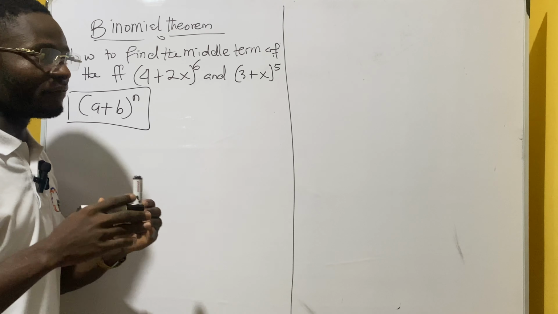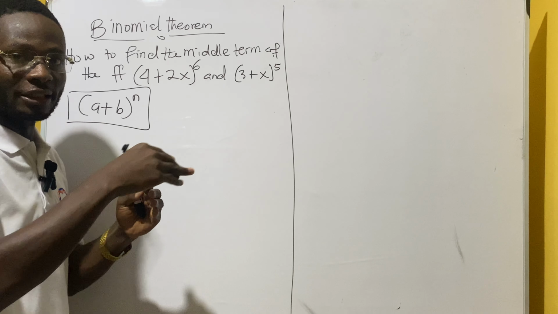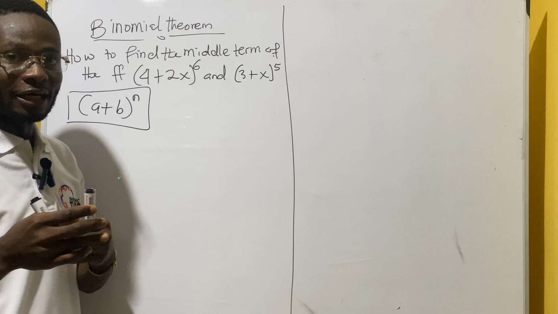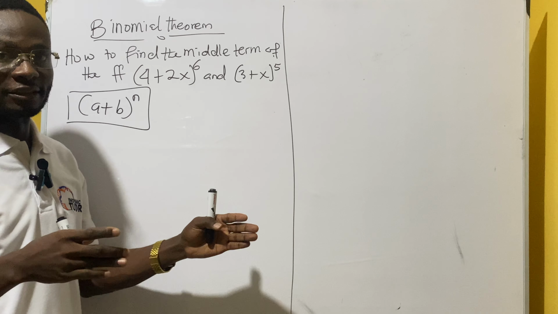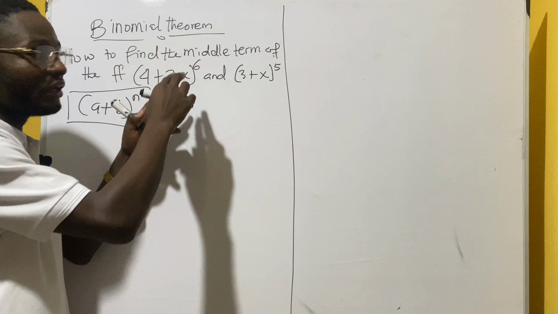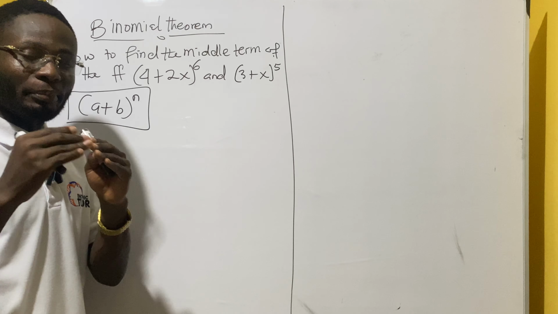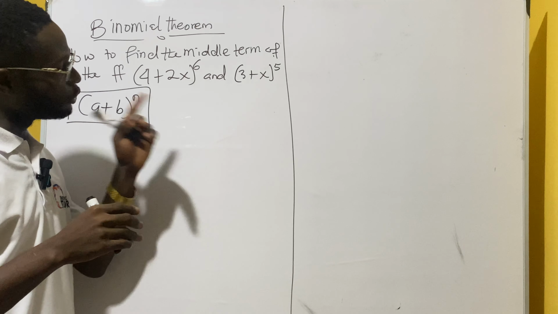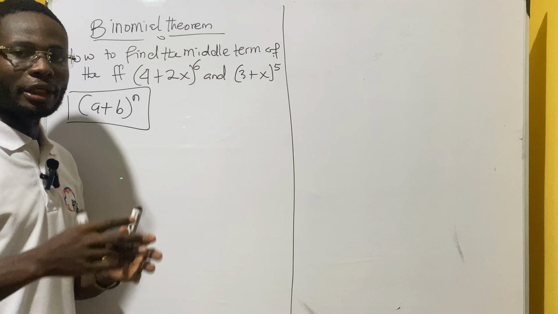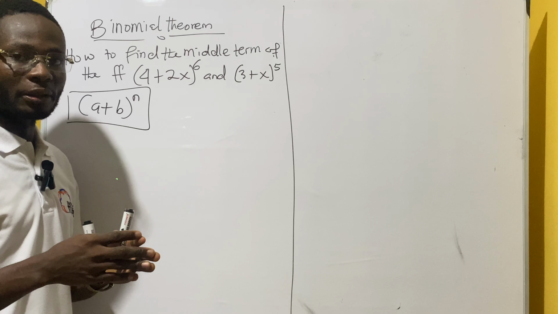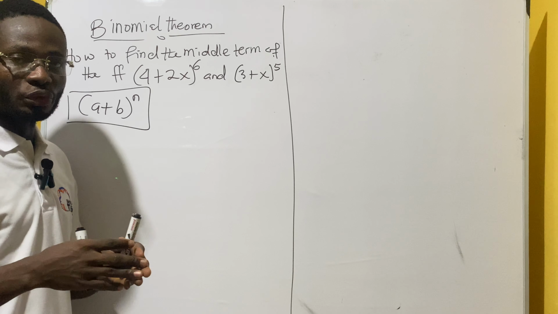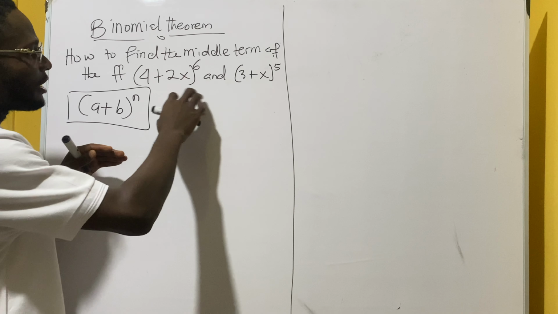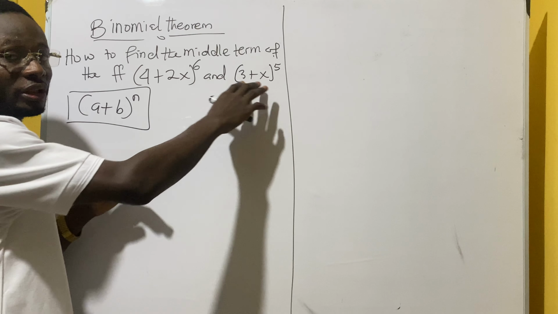And don't forget, if the degree or the exponent is a fraction, not an integer, fractions are not part of the integers family. So if the degree is not an integer, then you have to go through Pascal's theorem to get your middle term or whatever expansion you want to do. So this is what we have right here, and you want to find the middle term of this particular expansion and this one as well.